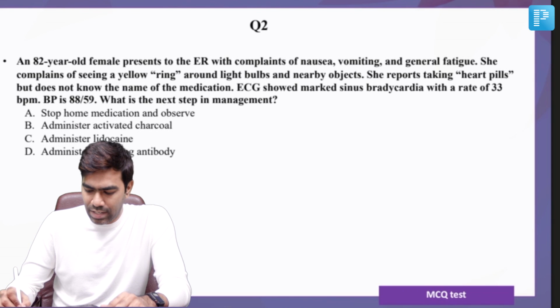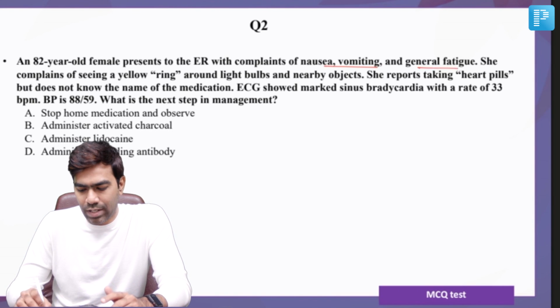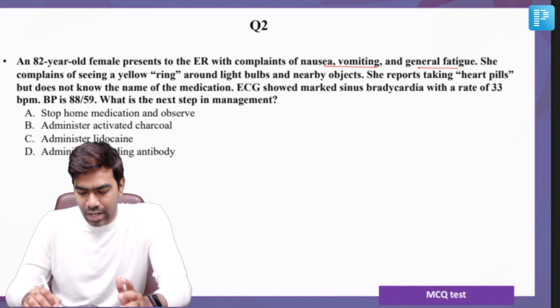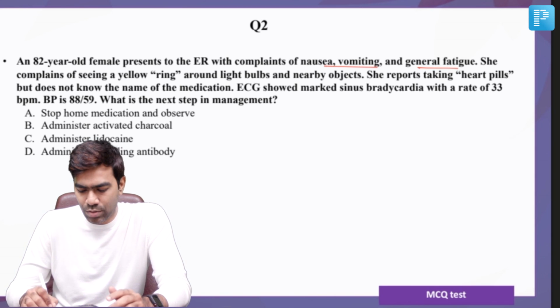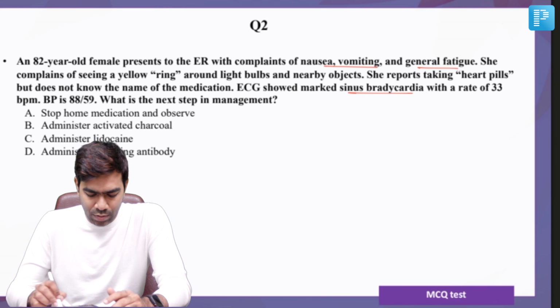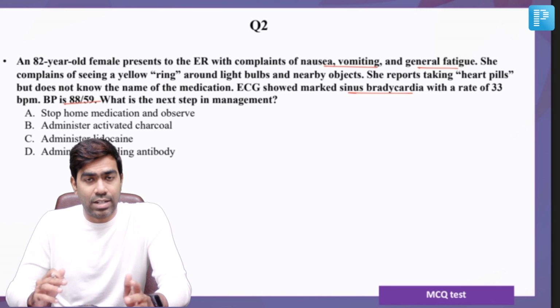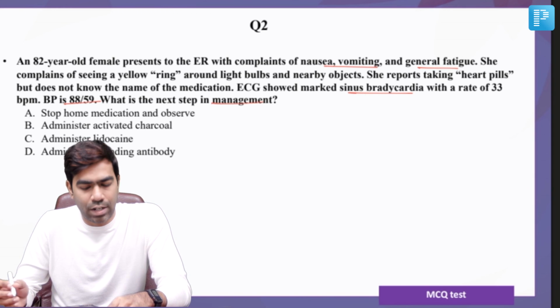Here is your 82-year-old female who presents to the emergency with complaints of nausea and vomiting and general fatigue. She complains of seeing yellow rings around light bulbs and nearby objects. She reports taking some heart pills, but she doesn't know the name of the medication. ECG shows marked sinus bradycardia with a rate of 33 beats per minute and BP is slightly on the lower side, maybe in a kind of compensated shock at 88/59 millimeters of mercury. What is the next step in the management?